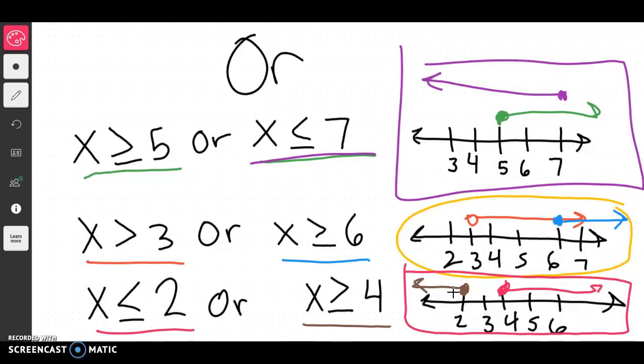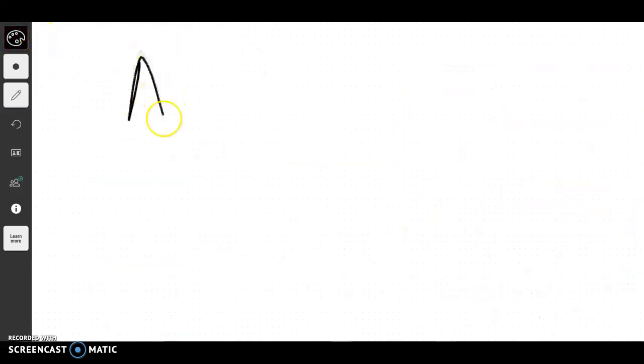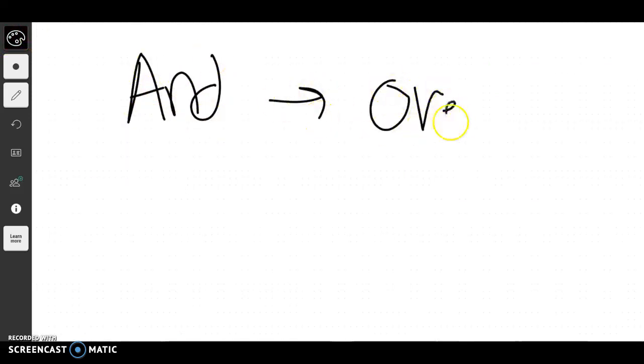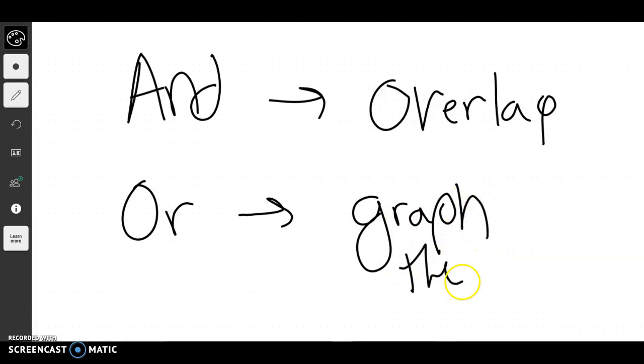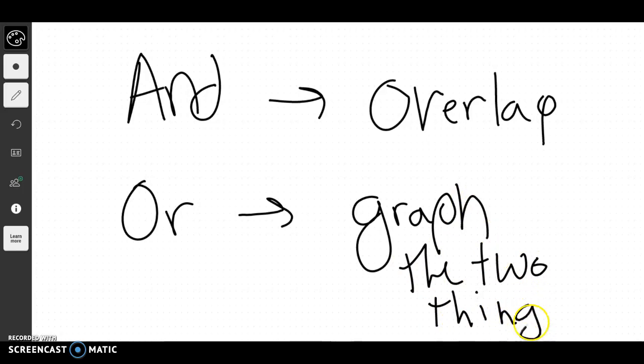So for AND statements, the big key to this so that you can be successful is that for AND statements, you're looking for the overlap. For OR statements, you just graph the 2 things. And that's it. That's how you would graph compound inequalities.